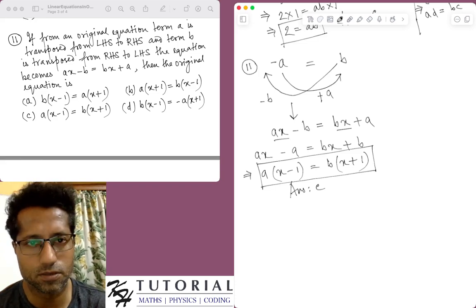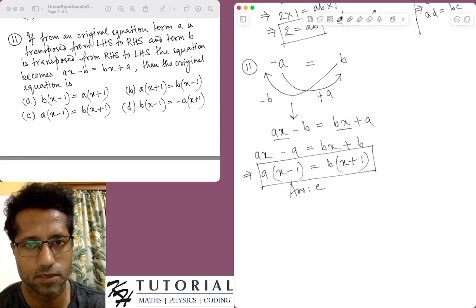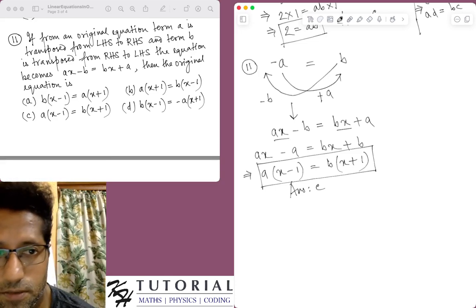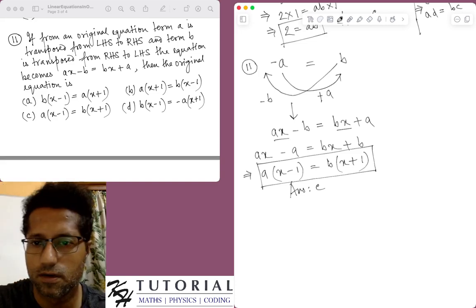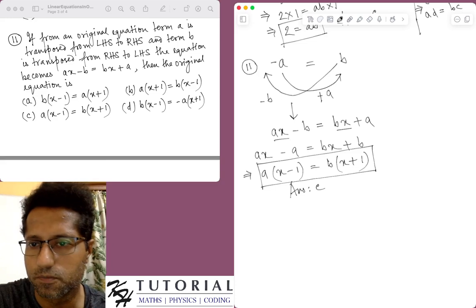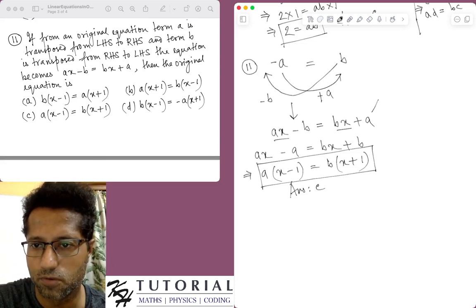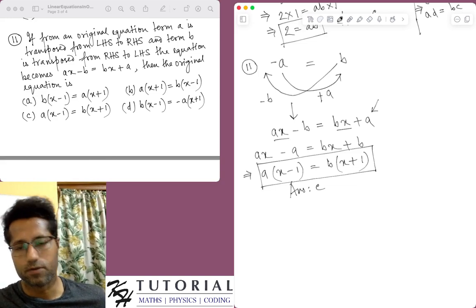So the question was that from an original equation, after term A is transposed from LHS to RHS, and term B was transposed from RHS to LHS, the equation becomes AX minus B equals BX plus A. So this is the equation after transposition. So A and B have been transposed. So A has been transposed from LHS to RHS.